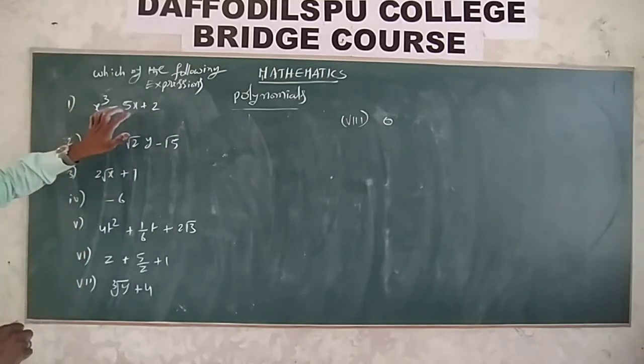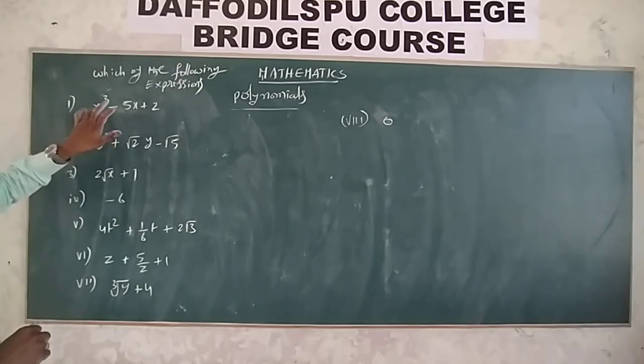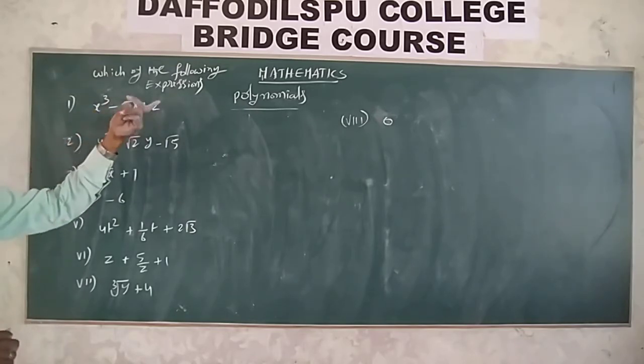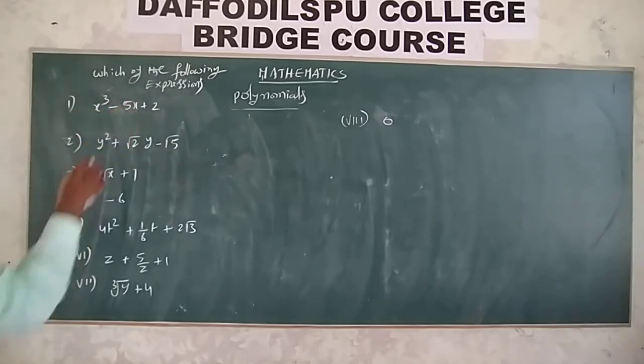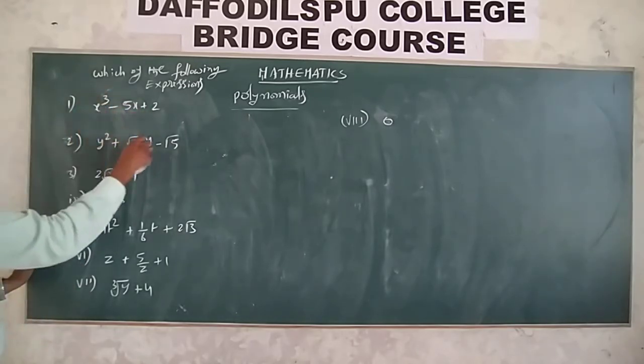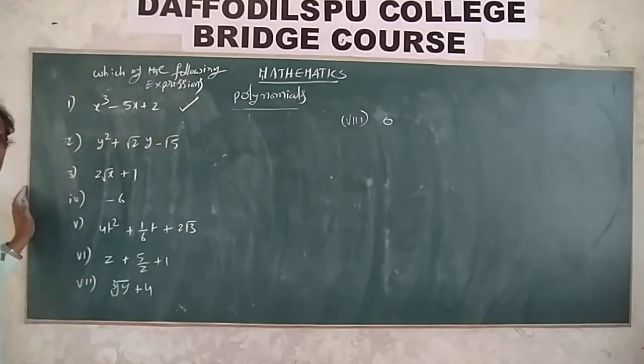So these terms, the variables are in terms of x: x cube minus 5x plus 2. This expression is in terms of x, and its powers are non-negative integral powers, 3 and here also 1. So what is the highest power? 3. So it is a polynomial.